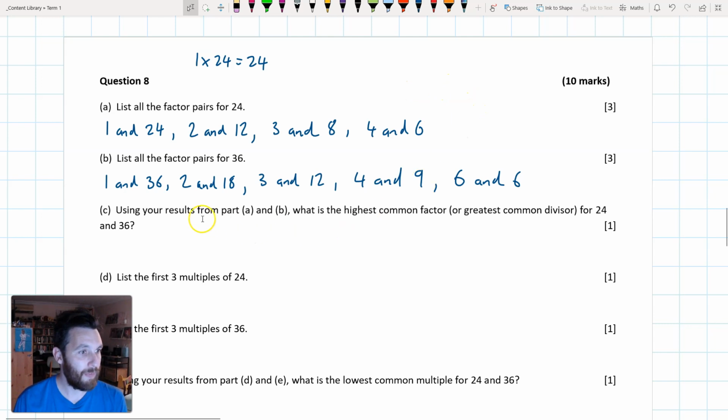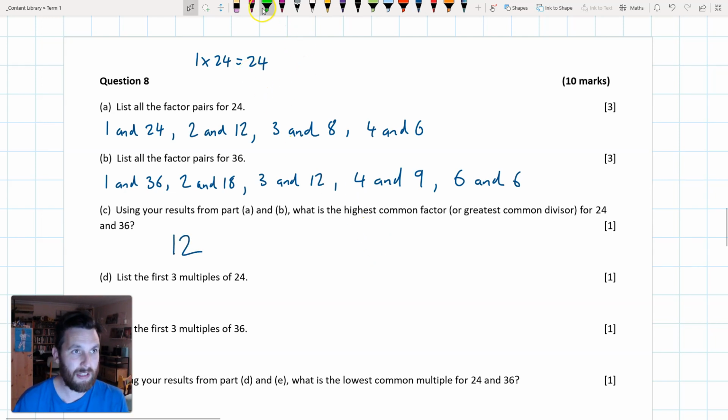And then using our results from parts A and B, what's the highest common factor for 24 and 36? So we want to look for the largest number that fits into both numbers. And I reckon 12 is going to be our winner for this one.